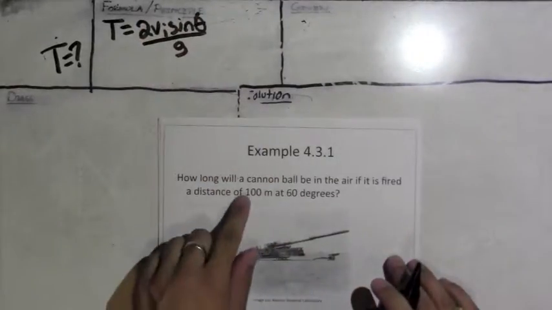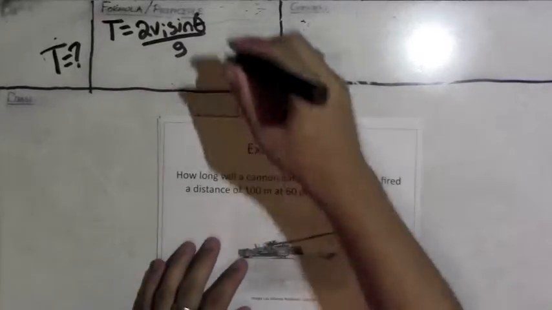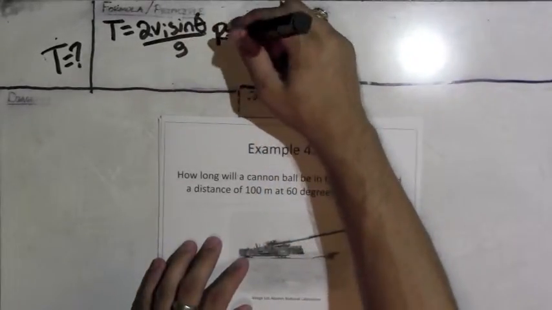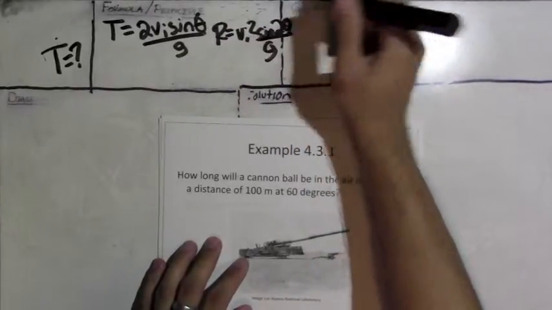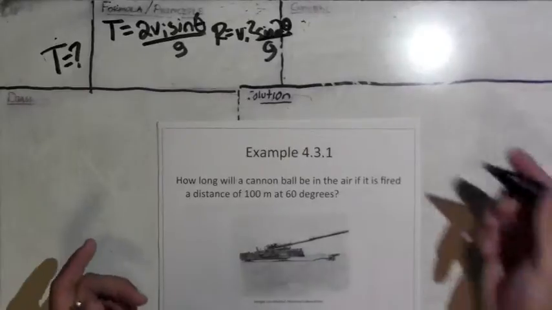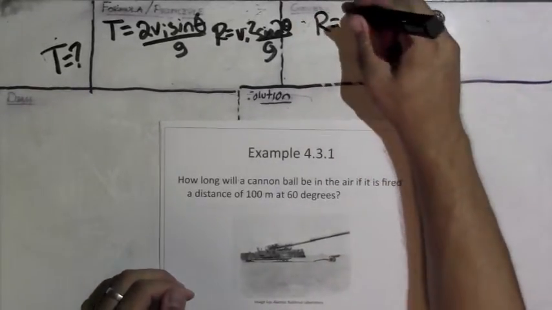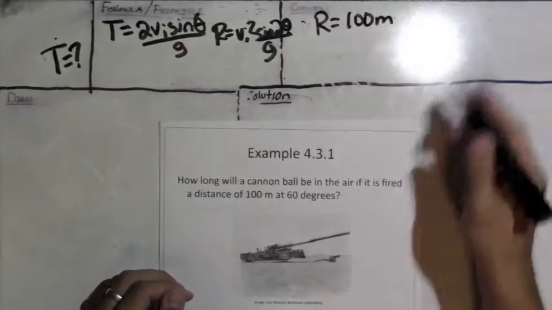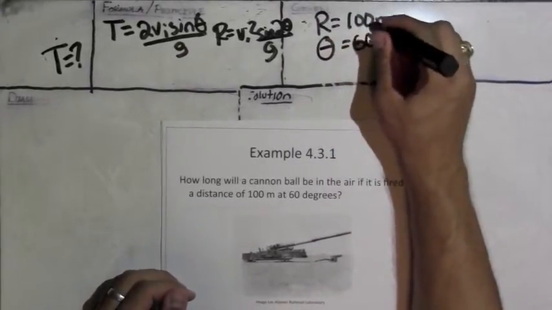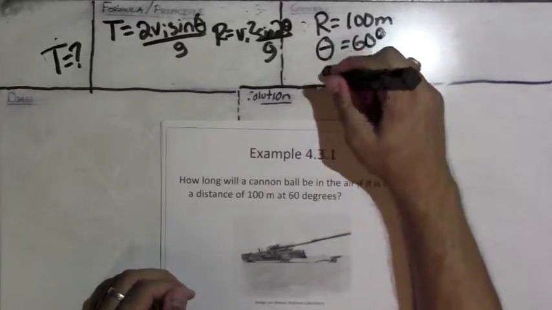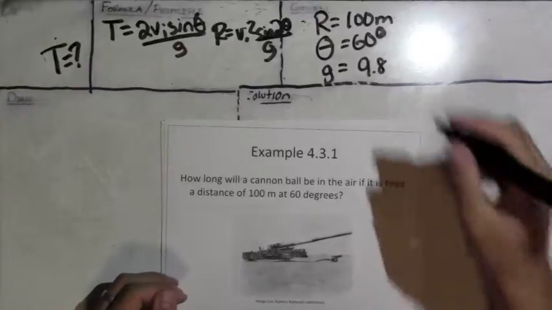In addition to that, we are given the range, or the total distance that it's fired, as well. So we're going to put that equation there as well: vi squared sine 2 theta over g. Now we look at our given information. The range is 100 meters, the angle is 60 degrees, and g is always a positive 9.8 meters per second squared.